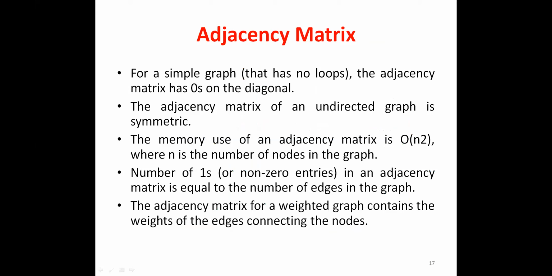So for a simple graph, the adjacency matrix has zeros on the diagonal. That's what we said. Okay, the adjacency matrix of an undirected graph is a symmetric one. So the memory required is order of n square. If you have 5 vertices, you require 25 cells, right? So it requires that much space. If having 8 vertices, 8 into 8, 64 cells are required. That much space is required. In case of a matrix, this is the disadvantage.